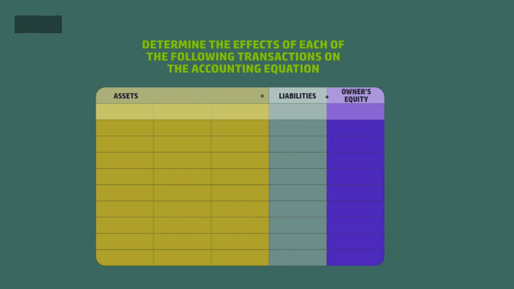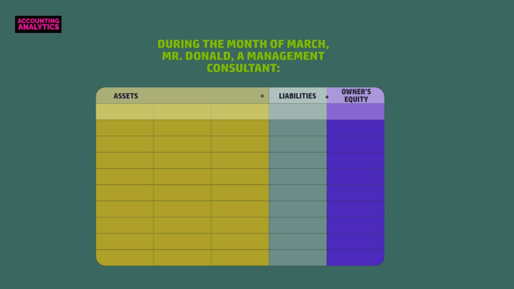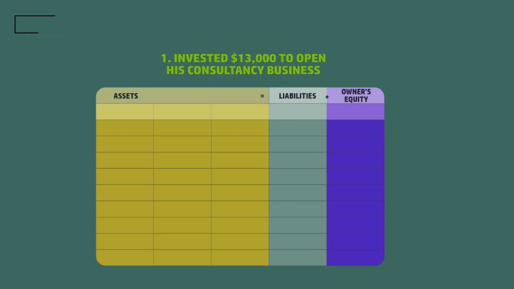In this problem, we have to determine the effects of each of the following transactions on the accounting equation. Meaning, for each transaction of the 8 below, we have to specify if there is an increase or decrease in the assets, liabilities, or equity accounts. During the month of March, Mr. Donald, a management consultant, number one, invested $13,000 to open his consultancy business.